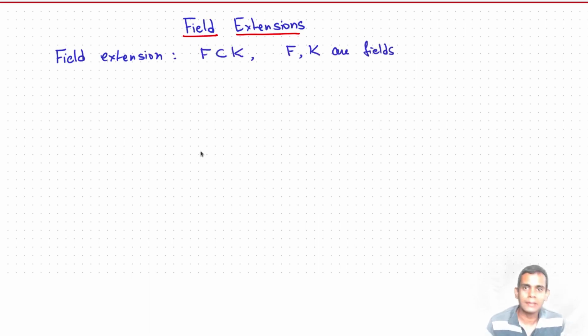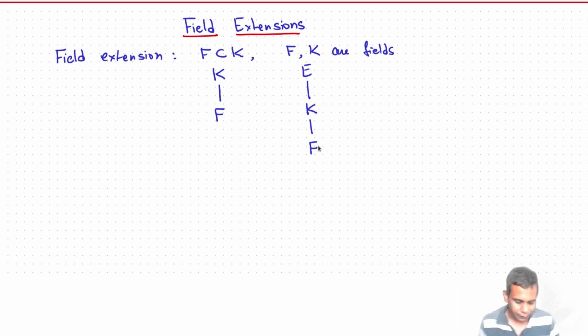Usually we write this field extension in the following visual form. We write the big field on top and the smaller field on the bottom, and we link them by a line. So a line going from up to down means that the field at the lower end of the line is a subfield of the field on top. We may also have towers of fields, like a big field E containing a field K containing a field F, and we'll see more complicated diagrams of this kind later on. So this is just the notation for a field extension.